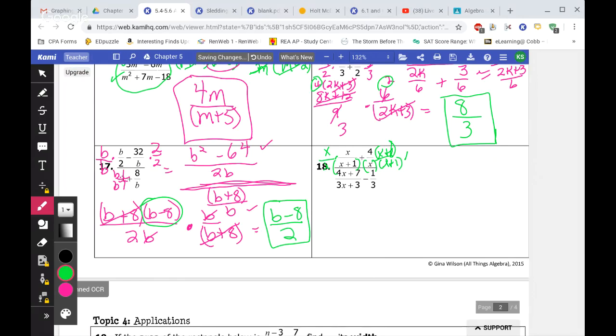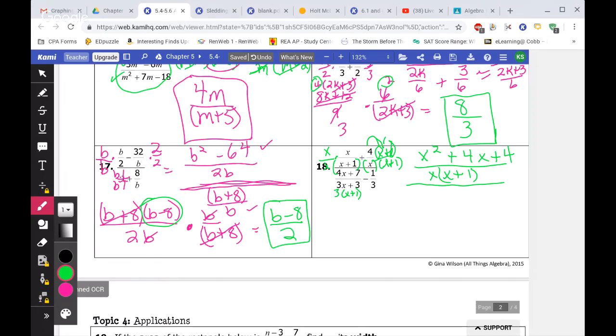So, man, there's a delay in the internet, so it looks wonky when I write. So that's going to be x squared, and then we're going to distribute this 4 to everything in the parentheses. So that's going to be plus 4x plus 4 all over x plus 1 times x. And then down here, this actually factors to be 3 times x plus 1.